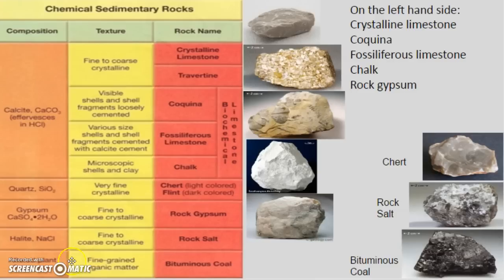And lastly, we've got bituminous coal. Bituminous coal is kind of a tricky one. It's made from altered plant fragments or plant matter. It was once living, but it's not in the bio realm. It's just simply kind of an organic rock. It's kind of weird. It fits a couple different titles altogether.